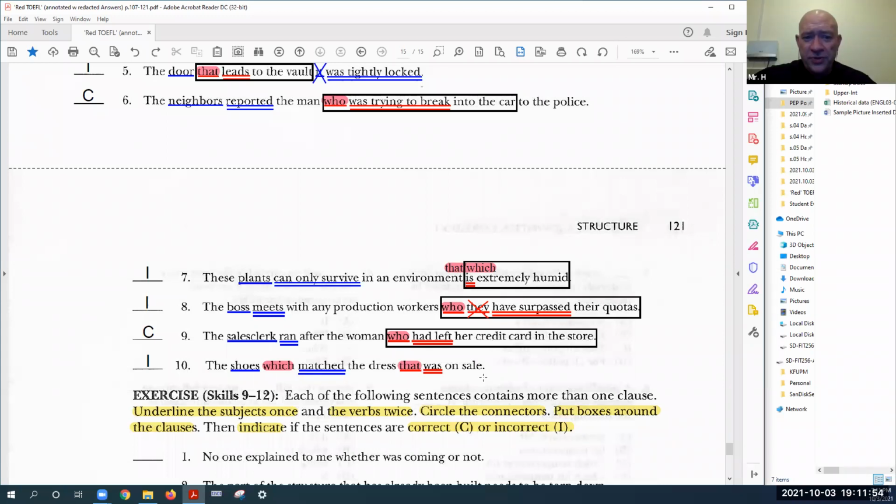We should remove the dress? I think, what was, okay, it says that was on sale. This is an adjective clause, right? So it should describe a noun, right? Oh, it describes the dress. Aha, that's right. So what do I do? Delete which. That's right. There you go, gentlemen. And that, you guys, is skill 12.